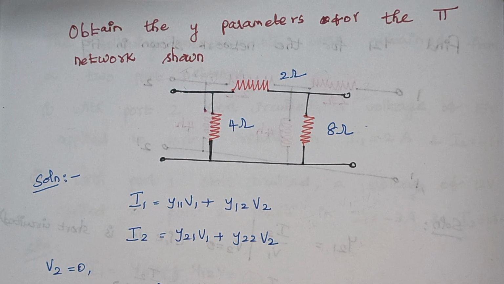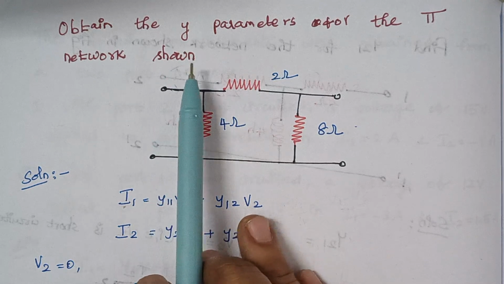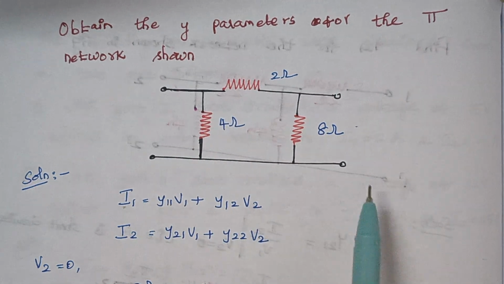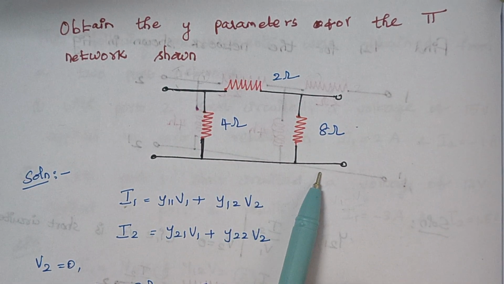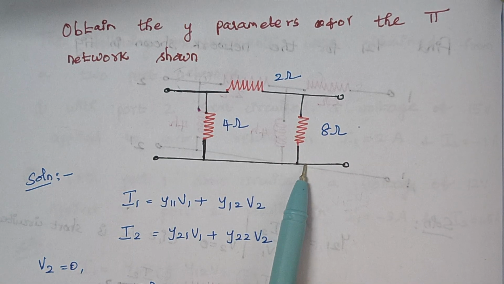Today we are going to solve a problem related to y parameters. The problem is: obtain the y parameters for the pi network shown. So here this is the given pi network. Now we are going to calculate the y parameters for this given network.